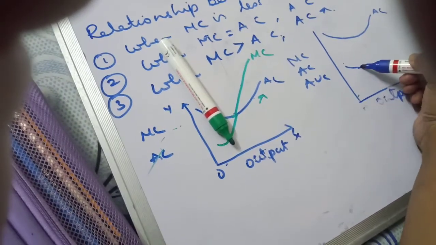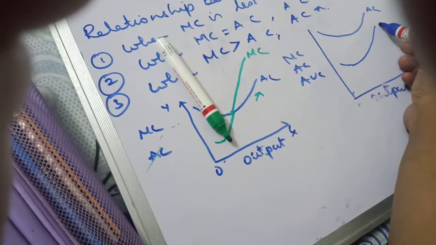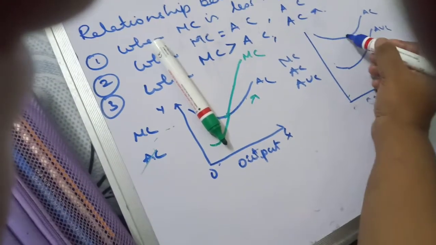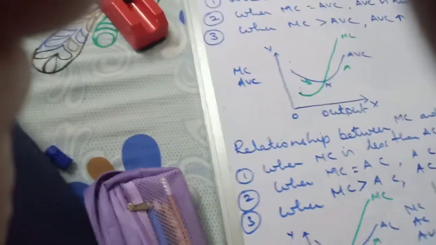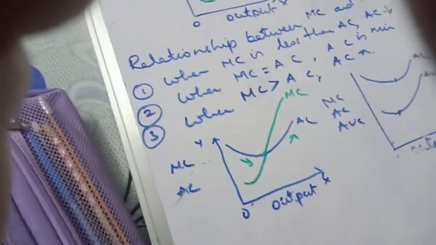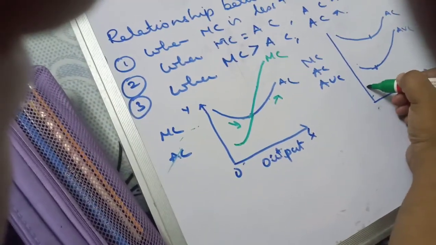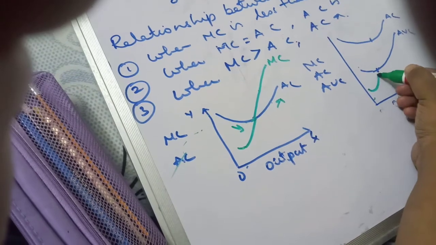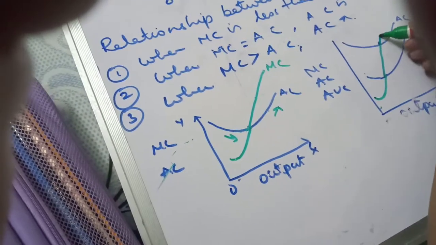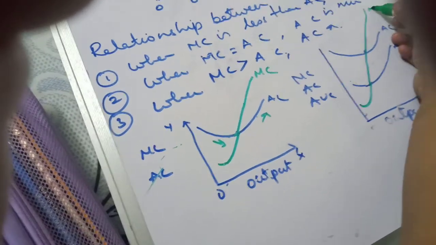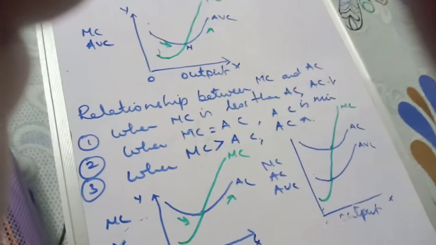The distance between AC and AVC will fall. You will determine the minimum points of AC and AVC, and then we're going to make MC. So this is how your MC, AVC and AC are going to look.